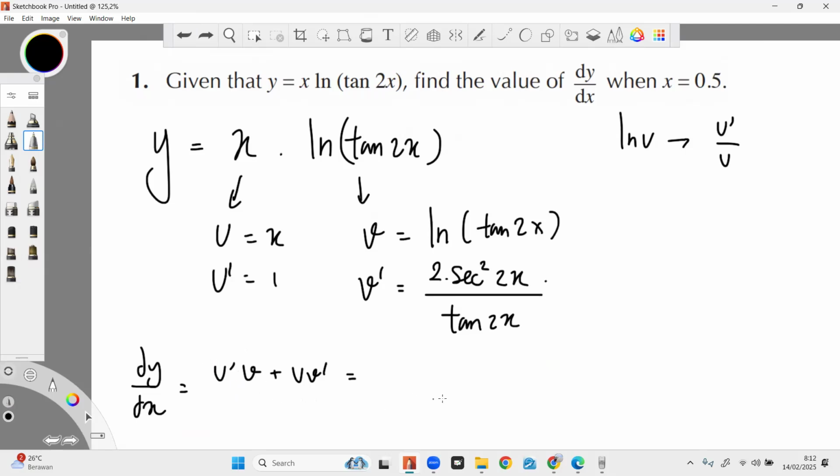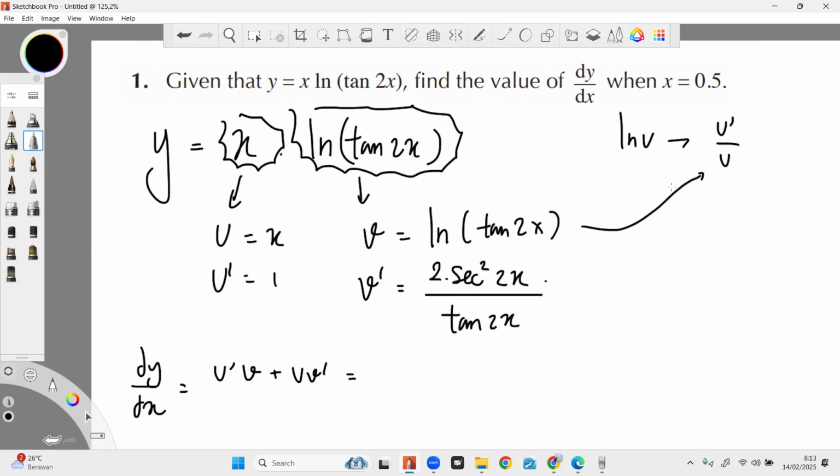So, just write like this. How did you make V equal the x process? This is V. This is U. I will repeat, sorry. U is x, U' is 1. Very simple. V is ln tan 2x. V' is, you use this: the derivative of tan is sec squared 2x, right? Times 2, because we have the 2 here. So the trigonometric function and the inside angle, over tan 2x.